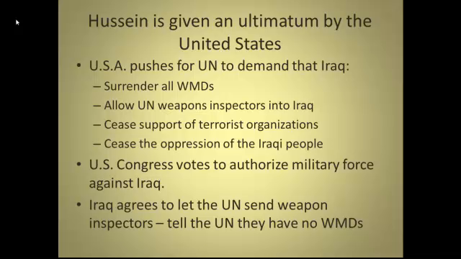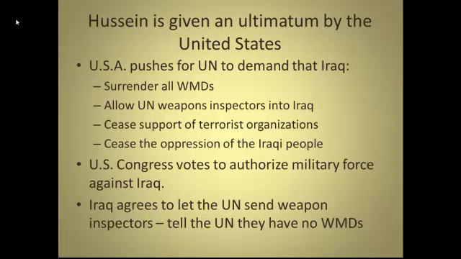The United States asked the United Nations to demand that Iraq surrender all of their weapons of mass destruction and allow United Nations weapons inspectors to go into Iraq and basically investigate whether or not there were these weapons of mass destruction. They said that Iraq needed to cease support of all terrorist organizations, as well as cease the oppression of the Iraqi people. In response to this ultimatum, the United States Congress voted to authorize the use of military force against Iraq. So at this point, the President of the United States had the full authority to use the military against Iraq.